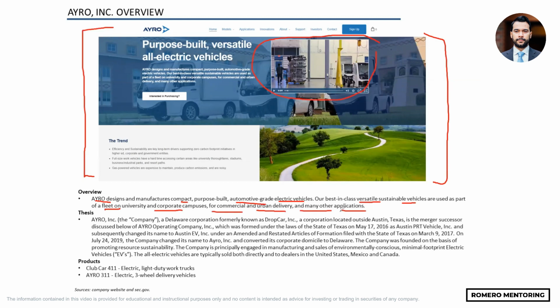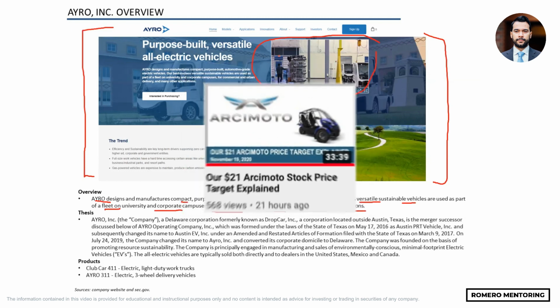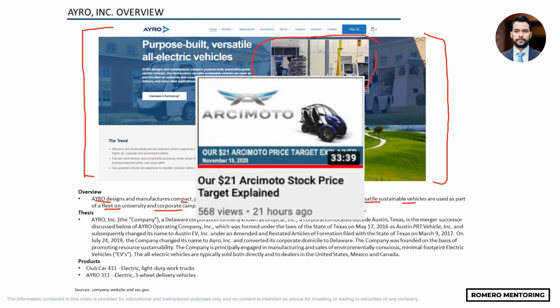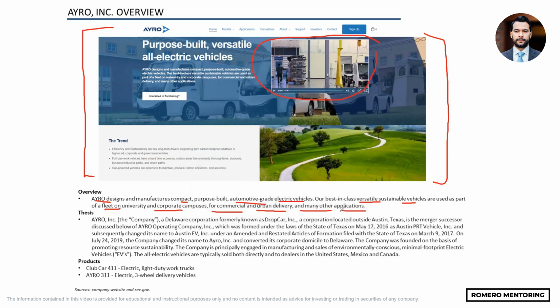Okay, so I already see that this is similar to the company we covered yesterday, which was Arcimoto. If you haven't seen that video, I recommend that you go back and watch it because it has a tremendous amount of information that will improve your understanding of this process.